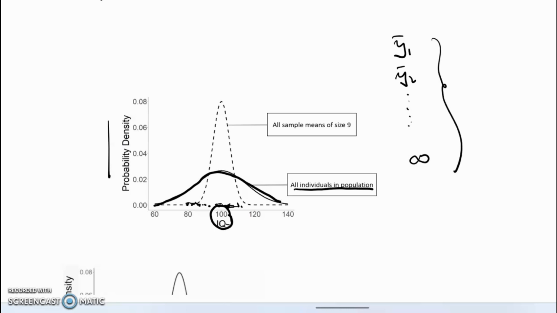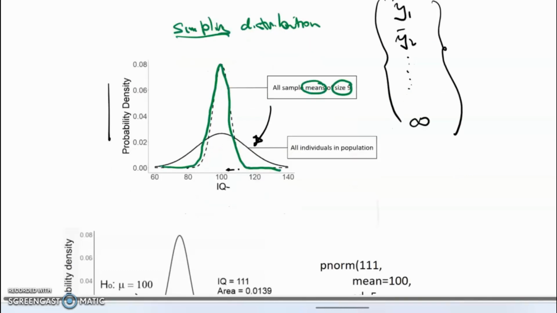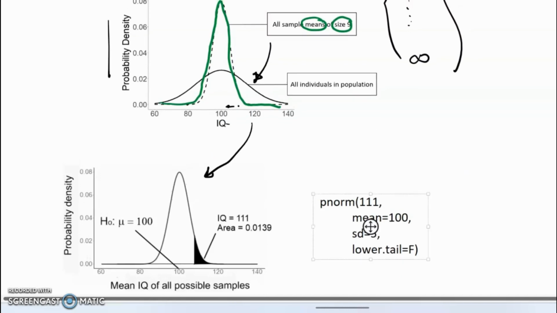And then I could obtain the probability distribution of these sample means of size 9, and there it would be. And this is referred to as a sampling distribution because it's the distribution of a sample statistic. It's the distribution of all sample means of size 9 taken from the underlying population. And so I've just reproduced it here.